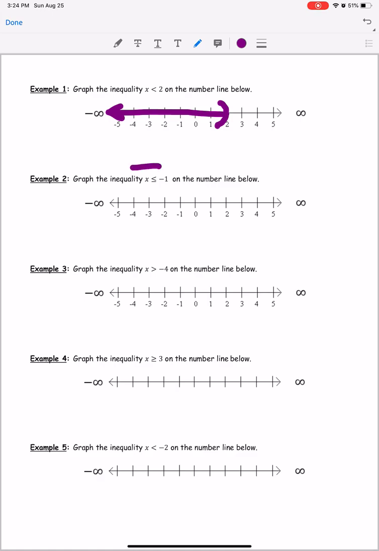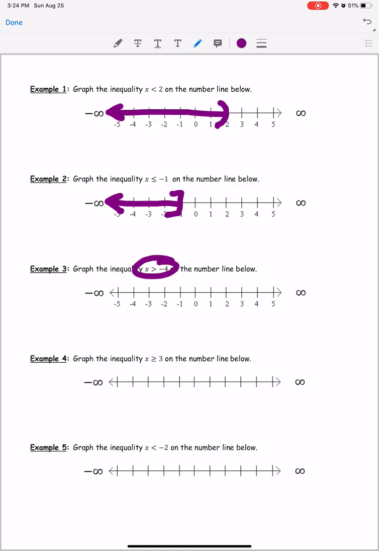So it's again pointing to the less than side. It's pointing to the negative. It's pointing to the left. So I'm going to start my graph at -1, and it's going to go to the left. And because this one has a line under it, now this one's going to have a bracket.